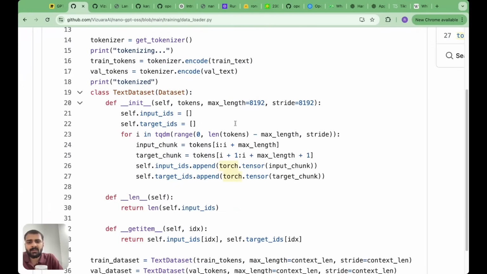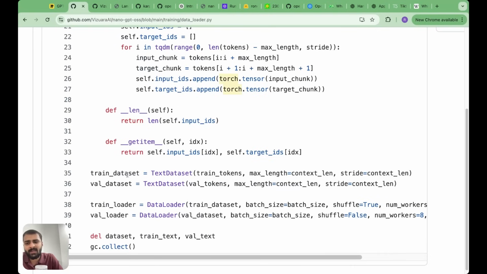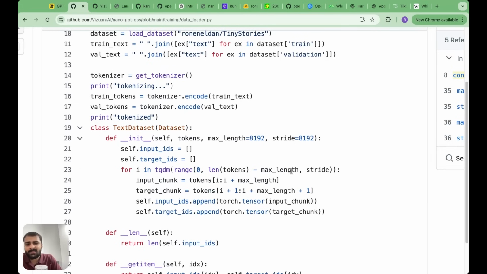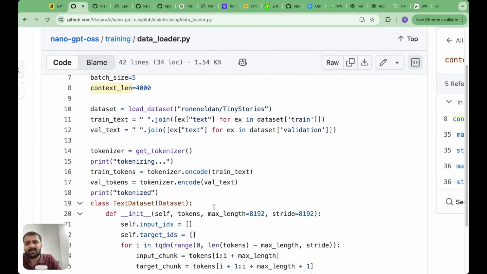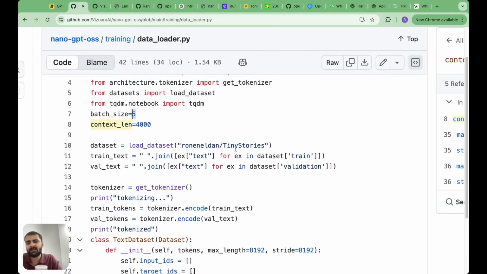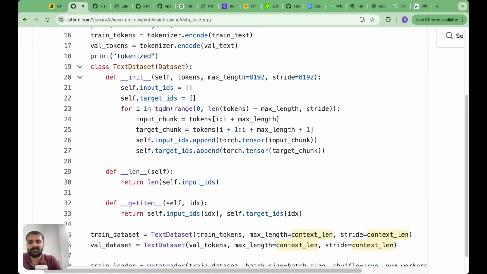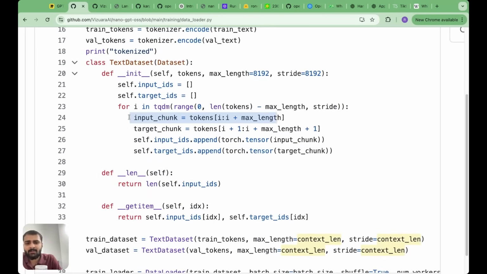Here if you see, the max length and stride by default are 8192, but when you actually create the training input data and output data, you put the max length equal to the context length, which is 4000. So you remember I mentioned two parameters. The first is the context length, which is the max length, that's going to be 4000. The second is the batch size. The batch size is going to be 5 over here. We are looking at 5 input sequences at one time. So you get the input chunk and then you shift the input chunk to the right by one.